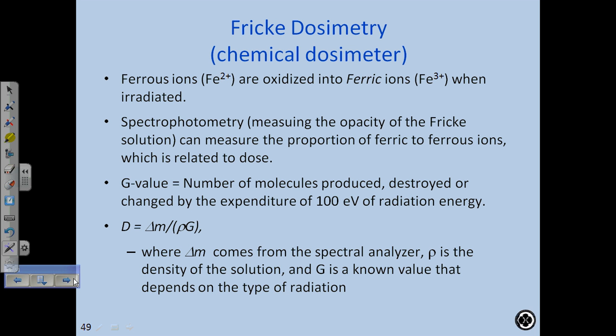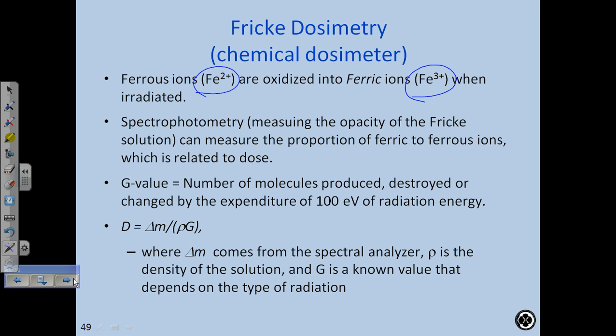Okay, Fricke dosimetry. It's a chemical dosimeter, and the way it works is, as you irradiate this stuff, it's made up of ferrous sulfate ions. And as you irradiate it, they become ferric. So they go from 2 plus to 3 plus when you irradiate it. And so the process of dosimetry is measuring how many have been converted from ferrous to ferric.